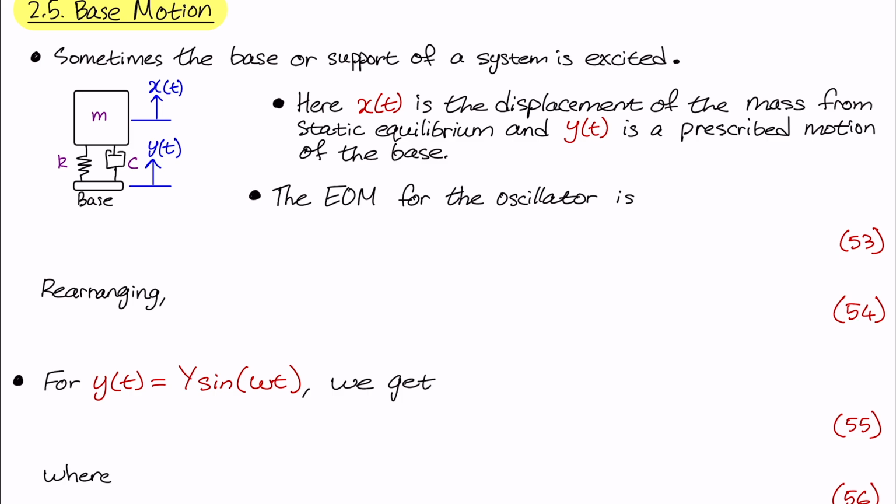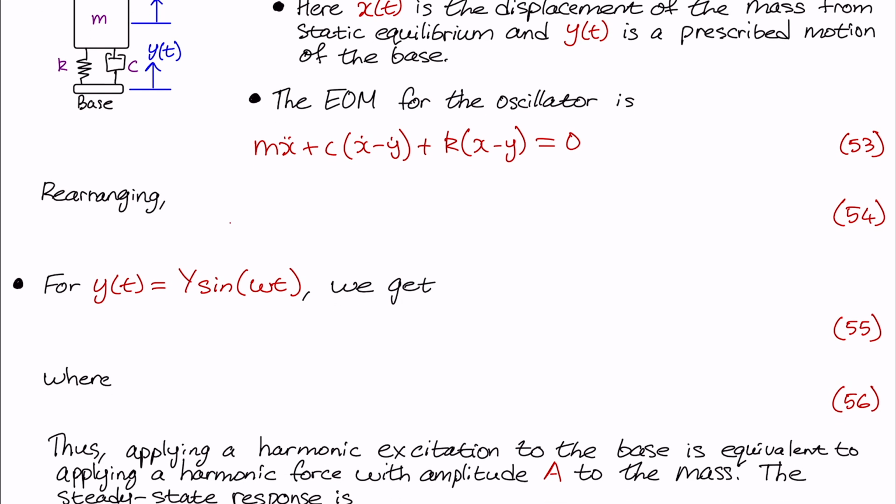Okay, so our equation of motion for this oscillator is going to be m x double dot plus c times the quantity x dot minus y dot plus k times the quantity x minus y, in this case equal to 0. No external force acting here, but you could add an external force if you wanted. There's nothing preventing that. We're going to rearrange this equation of motion, and we'll get m x double dot plus c x dot plus k x is equal to c times y dot of t plus k y of t.